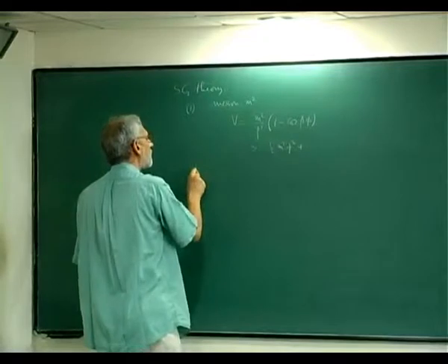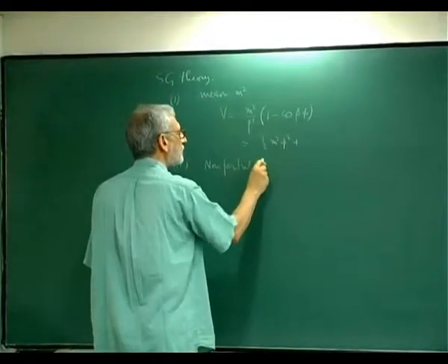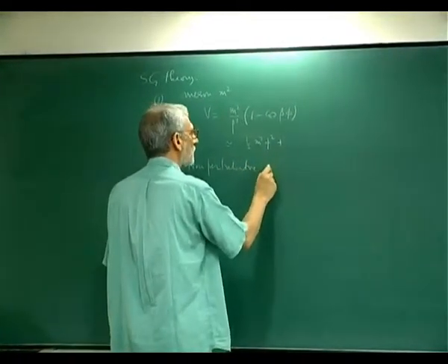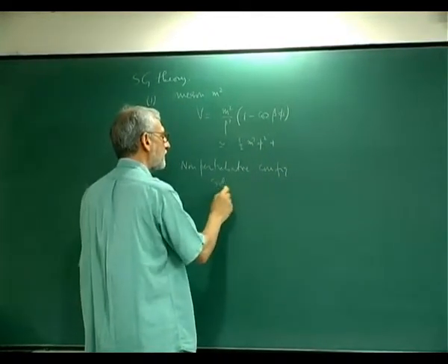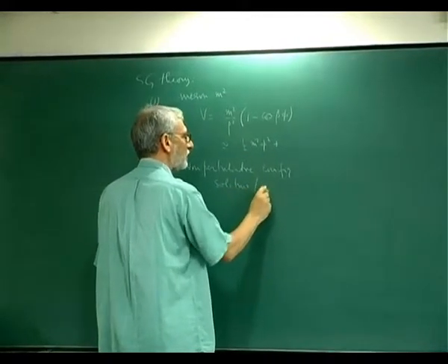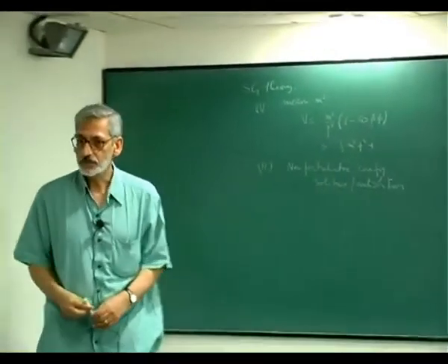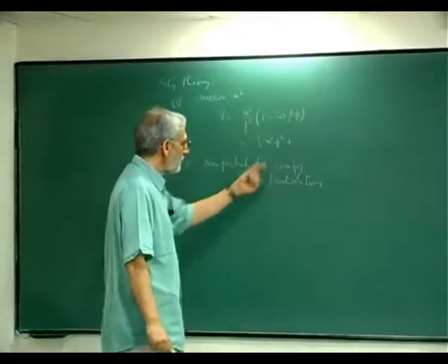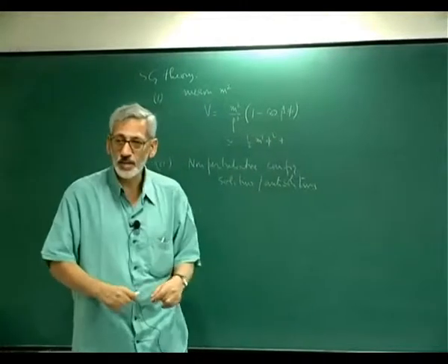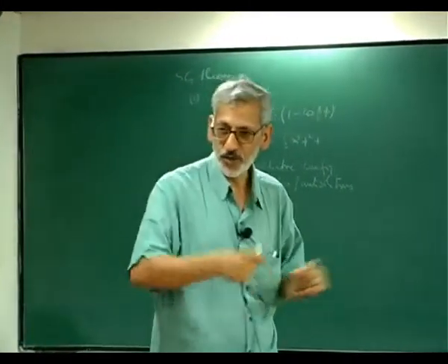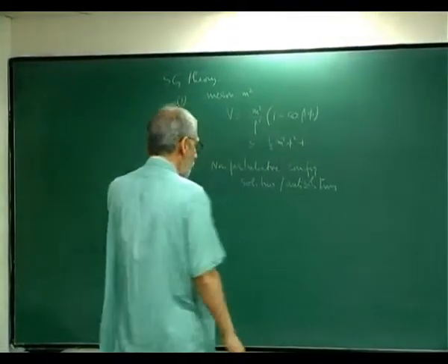And then we had non-perturbative configurations, and those were solitons and antisolitons. Non-perturbative means that they are not excitations around a vacuum, a particular vacuum. They are configurations which interpolate between two vacua, two ground states. So these are non-perturbative.